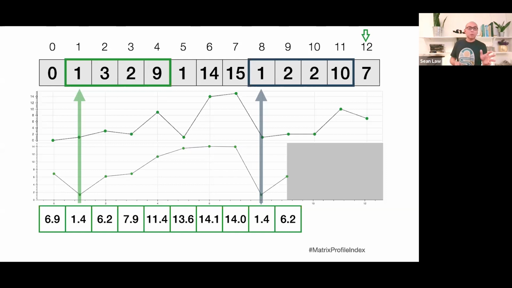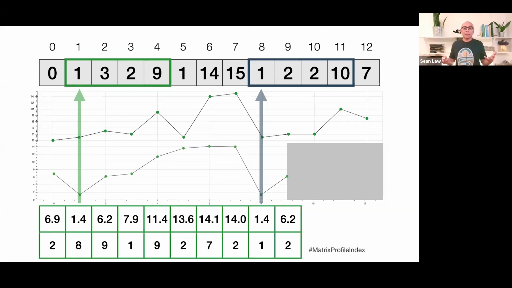And for the subsequence on the left, the green one, its nearest neighbor is actually at index 8, which is where the blue one is. And similarly, for the blue one, its nearest neighbor is located at index 1. Okay, and in fact, for every subsequence along this time series, it has not only a nearest neighbor, but the location of its nearest neighbor. So this is the output that you would get when you're analyzing the matrix profile.